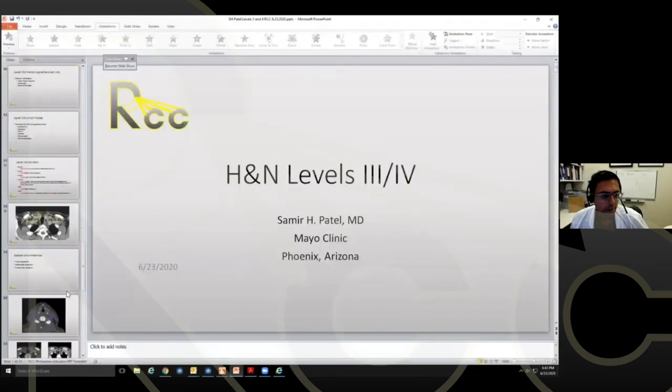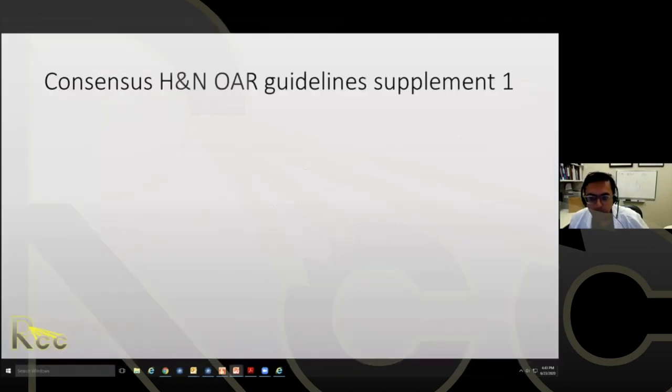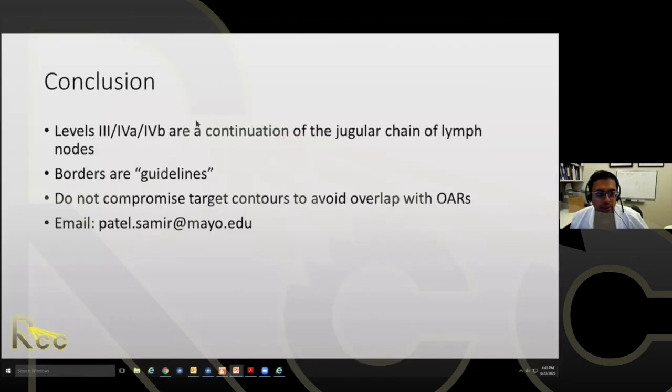Now, let's see, what did I have? Moving back to my presentation here, basically I just wanted to mention that levels 3, 4A, and 4B are a continuation of the jugular chain of lymph nodes. The borders are guidelines. Remember, there's always going to be anatomical variations, and you sometimes will need to use clinical judgment. Do not compromise target contours, particularly your CTV high risk, to avoid overlap with OARs.